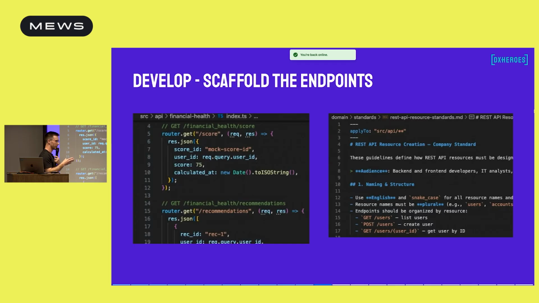And apart from that, AI helps us in the coding process. If we have some already existing examples of the API resources, or we have some standards, we can also put them in as markdown and let the AI scaffold the API resources, which we then complete with the business logic we need.